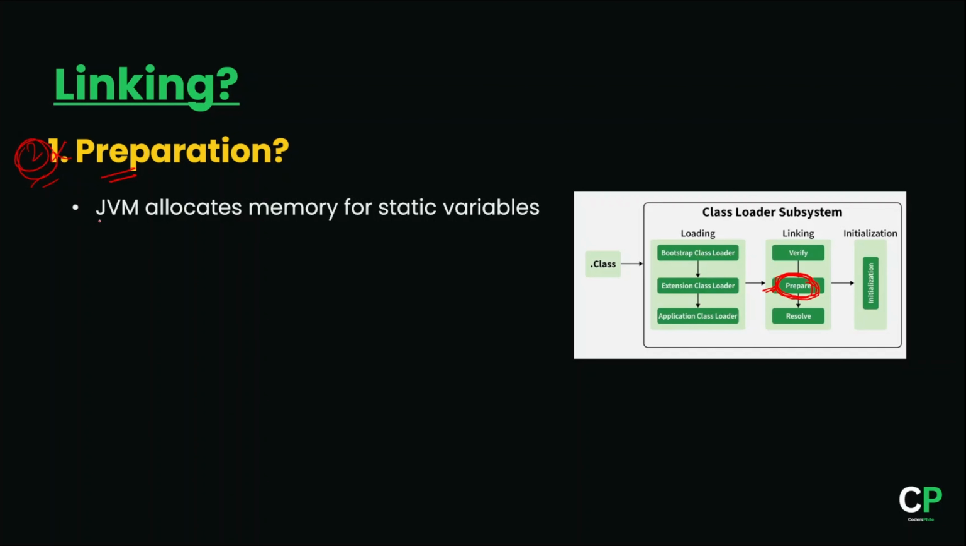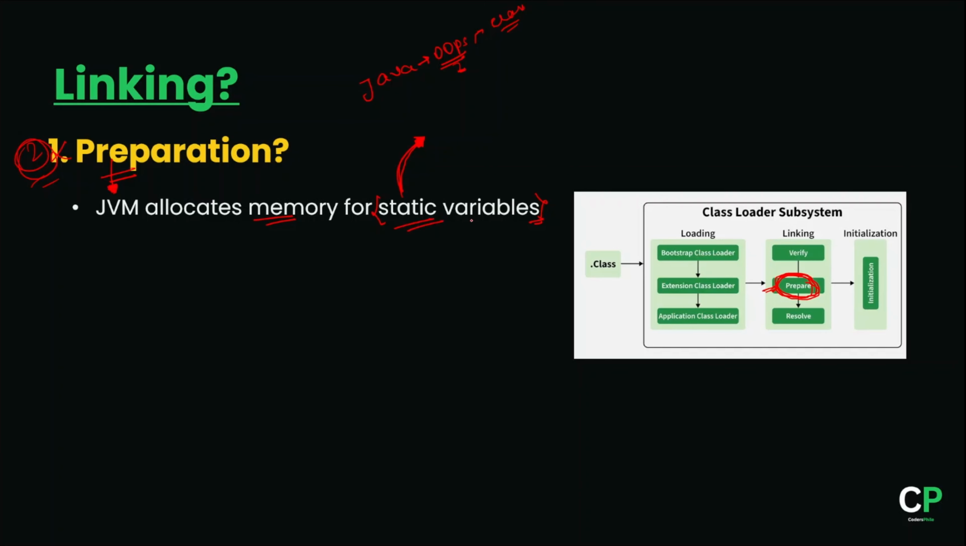So basically, what will the JVM do in this preparation phase? The JVM will allocate the memory for the static variables. So what is a static variable? A static variable is basically a variable for which we don't need to create an object. Java is object oriented, so everything is in the form of classes and objects. Static variables are those for which we don't need to create the object. We can directly access those variables using the class without the creation of the object.